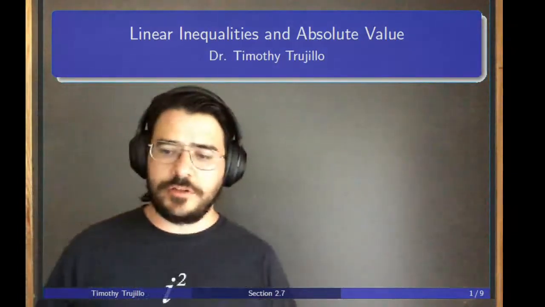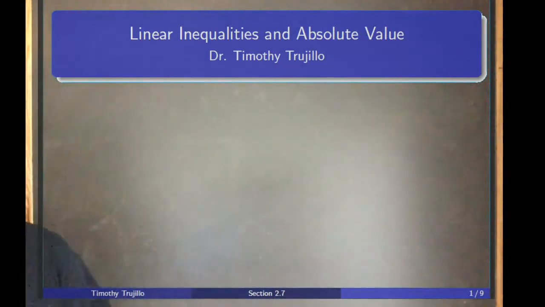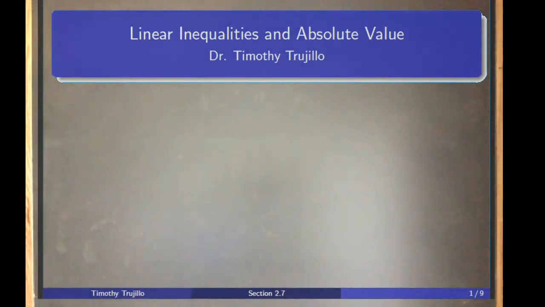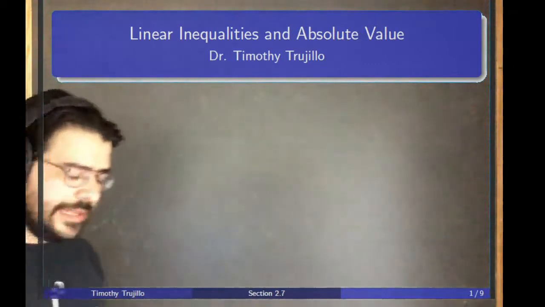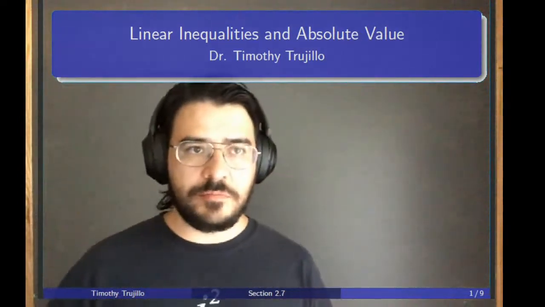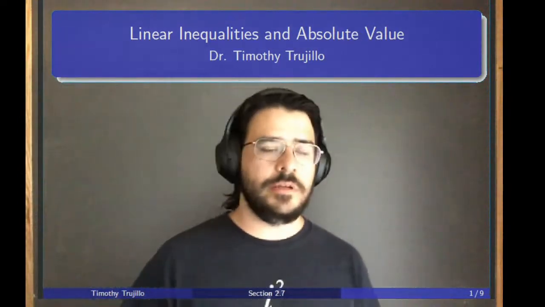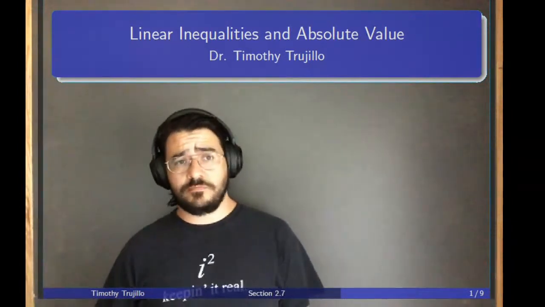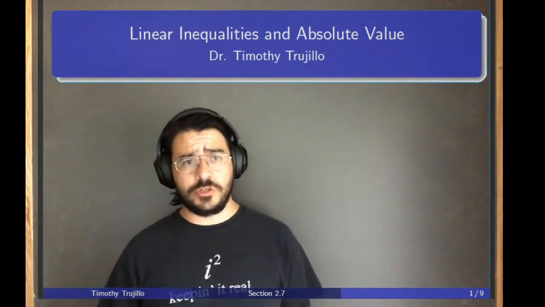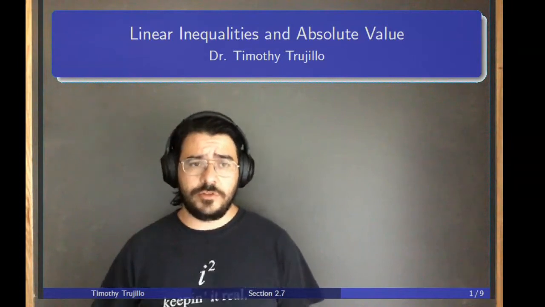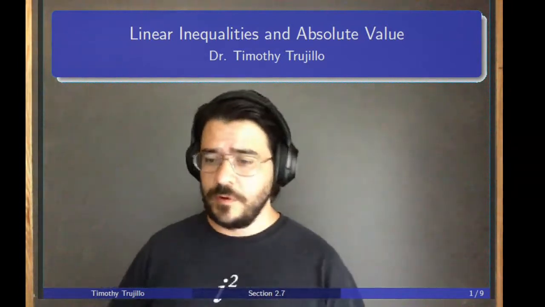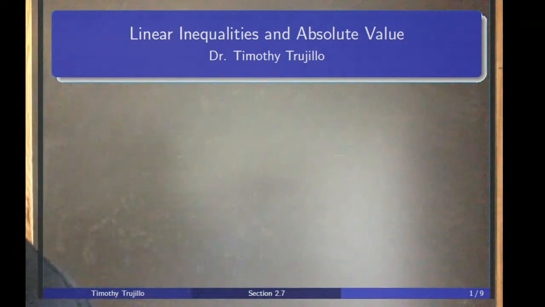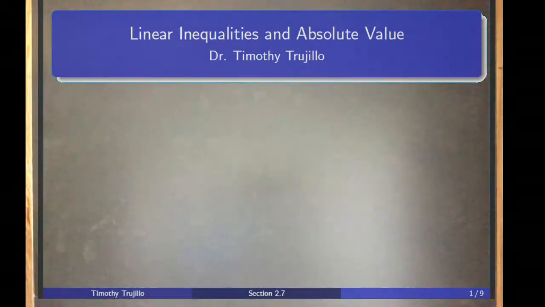We're talking about linear inequalities and absolute value. We're going to extend some of the ideas that we talked about last time in section 2.7, but now to the setting of inequalities. We're also going to be solving what are called linear inequalities. It's just like solving linear equations, except for one detail. When you multiply or divide by a negative number, you have to do something slightly different. But otherwise, everything is essentially the same.